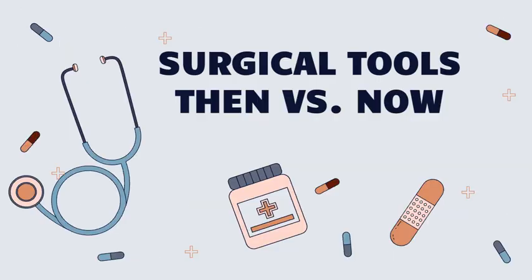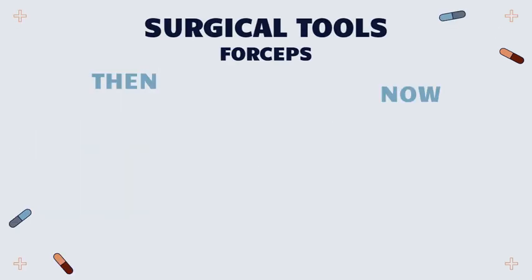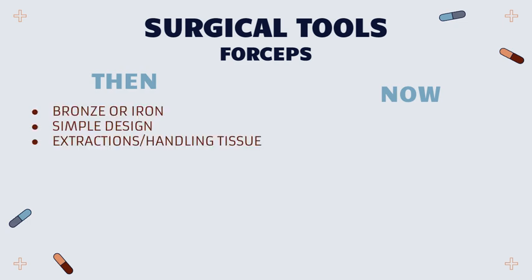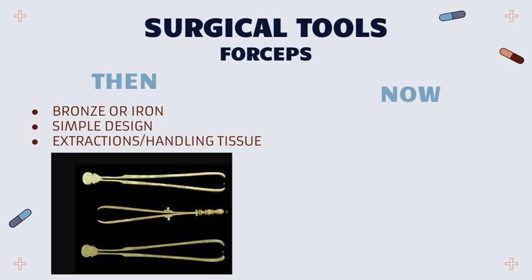To further understand the abundance of Latin and Roman influence in our world today, let's dive into the surgical tools that come from ancient Rome and Greece. The first surgical tool that we will be exploring are forceps. In ancient Rome, forceps were made of bronze or iron. They had a fairly sleek and simple design, making them easy and low risk to use, and they were used for extracting foreign objects from the body and handling tissue. This is a photo of what ancient forceps looked like.